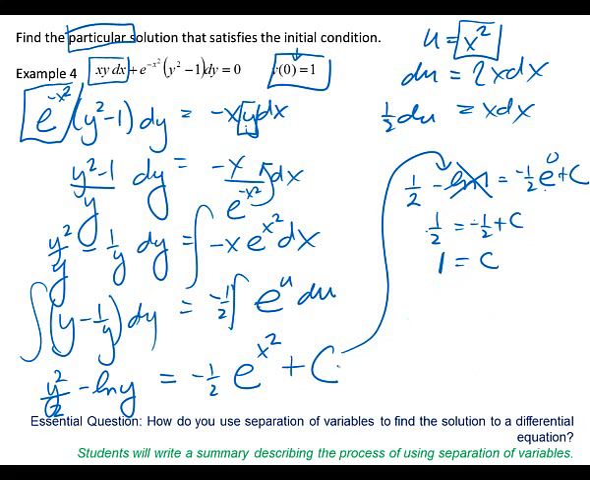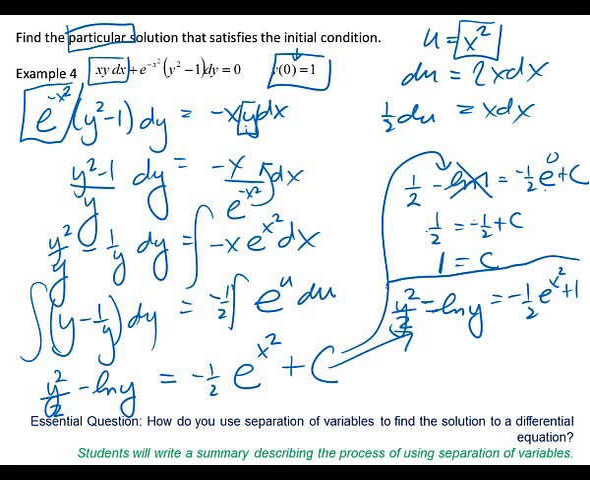So to get my final answer, I go to this equation right here, and I write the exact same thing. Instead of writing c, I'm going to write a 1. So y squared over 2 minus the natural log of y, that says minus the natural log of y, equals negative 1/2 e to the x squared plus 1.